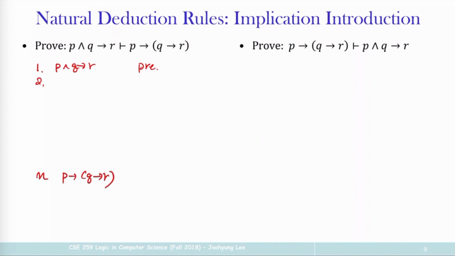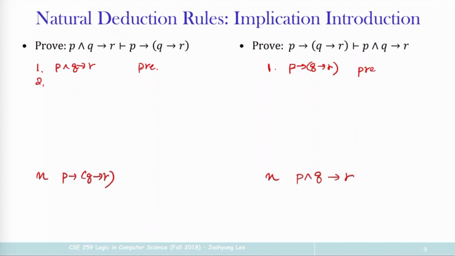From P implies Q implies R, can we derive P and Q implies R? So let's also write this one. So here, the premise is actually the conclusion of the left one, right? And the line N is the premise of the first one. So what that means is you can derive P implies Q implies R from P and Q implies R. And also you can derive P and Q implies R from P implies Q implies R. So you can go from one to the other and vice versa.